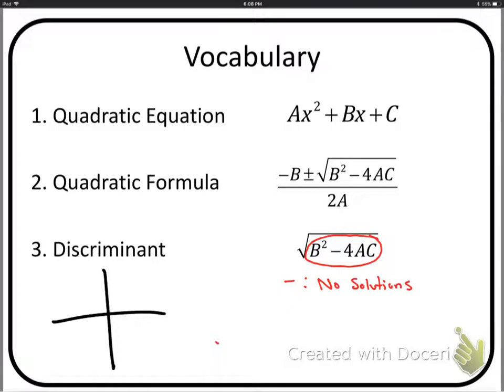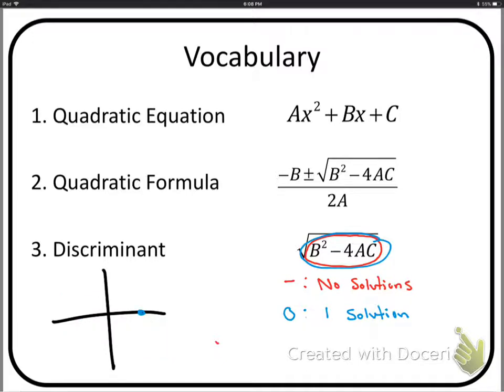Then we have 0. It's possible to get 0 under here. If we get a 0 under here, that means we have one solution. One solution means that our parabola's vertex is going to be on the x-axis, and it can open either up or down. So it'll look something like this. You see here, we only have one x-intercept, one solution.